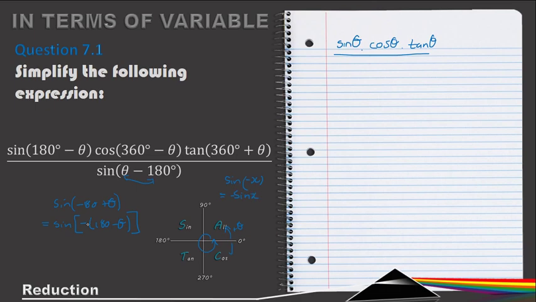So if I apply the reduction formula to simplify this minus out, this then becomes minus sine 180 degrees minus theta. Alright, so then I can apply the reduction formula once I've taken out the minus.